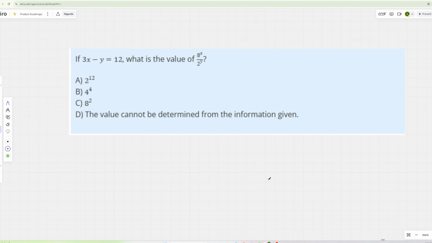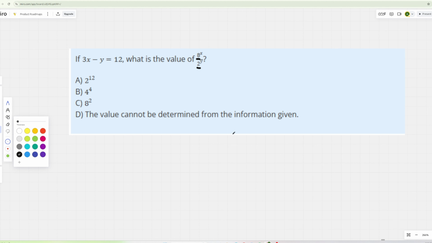So this one is a classic question. It just deals with exponents. It says, if 3x minus y equals 12, what is the value of 8 to the x over 2 to the y? Okay. First thing, what you want to do when you see exponents: these are not the same base. 8 and 2 are not the same base. I want to make them the same base.